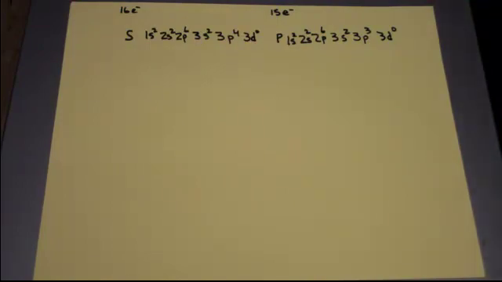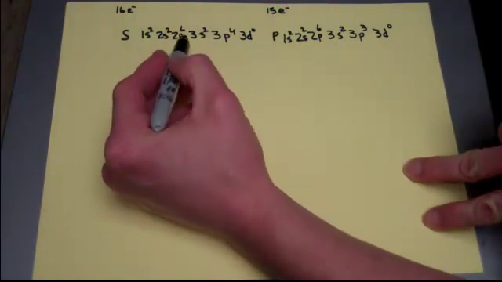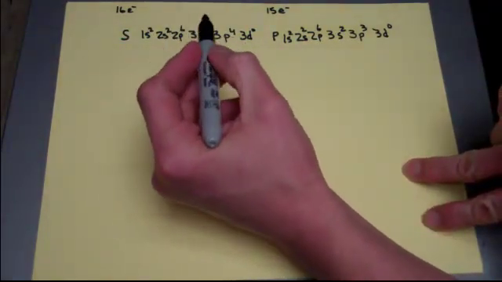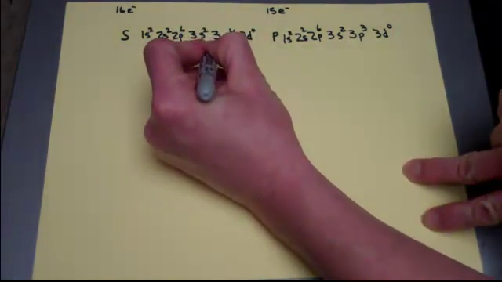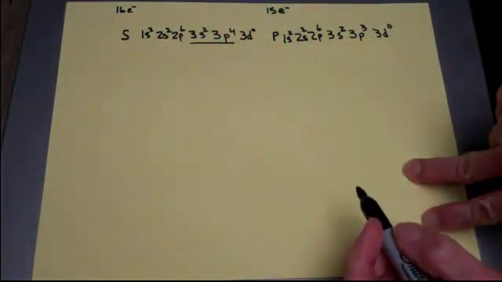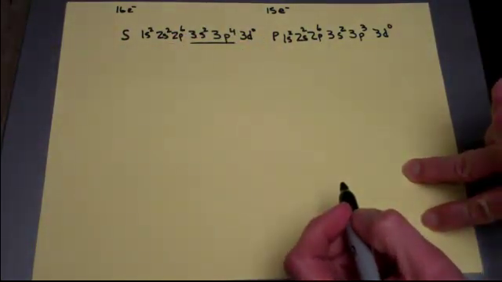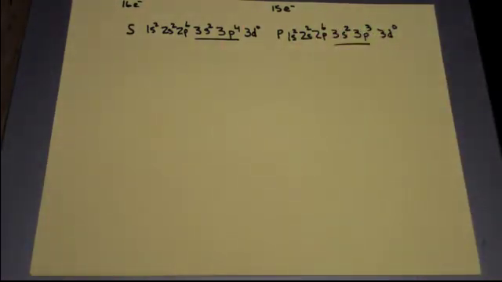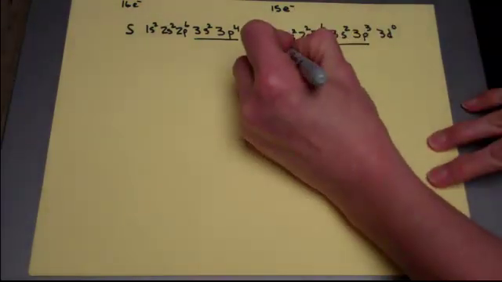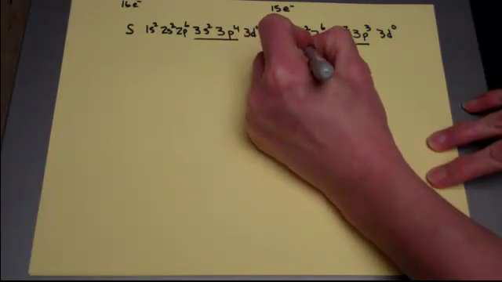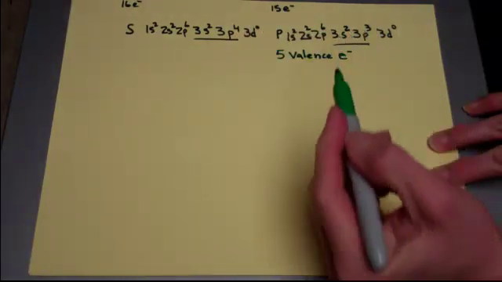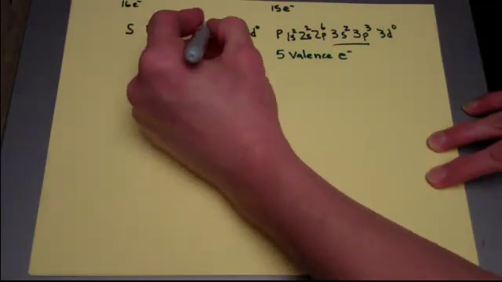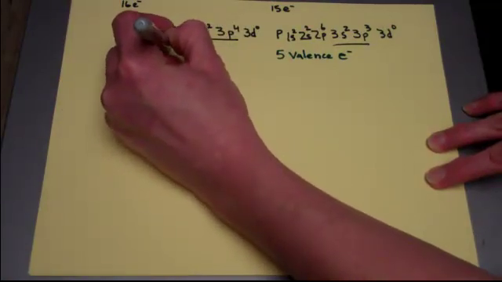But they still exist. If we look at sulfur as our first example, the valence electrons are in the s and the p orbitals of the third shell, the highest shell. Same thing for phosphorus: the 3s2 and the 3p3 are the valence electrons. So phosphorus has 5 valence electrons, and sulfur has 6 valence electrons.